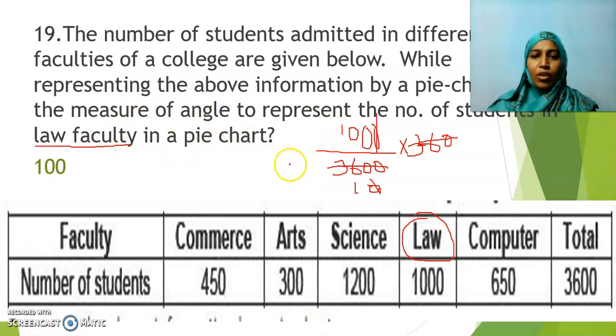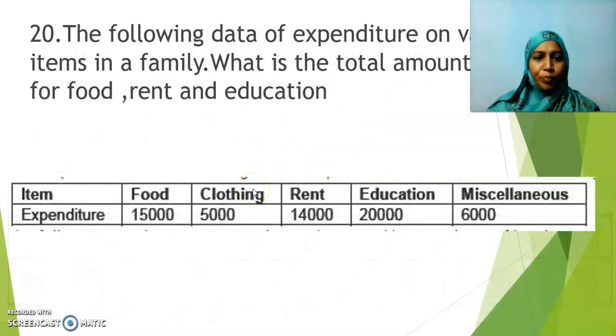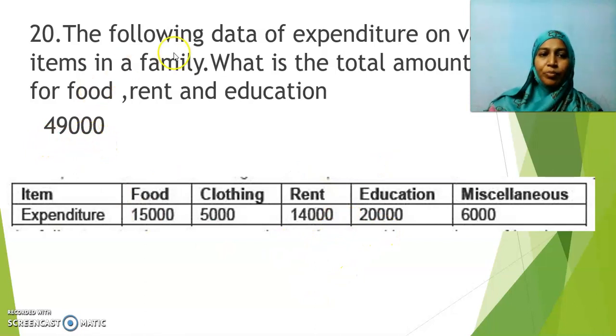Is it clear? Okay, children. Now the next question is, the following data of expenditure on various items in a family. This is about a family. What is the total spent for food, rent and education? Add up food, rent and education, and the answer is 49,000.